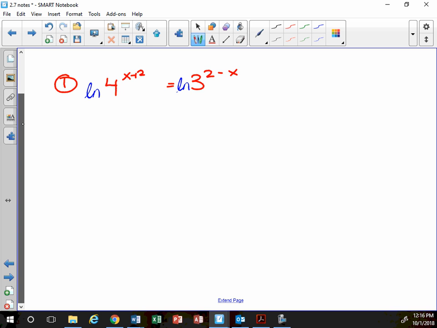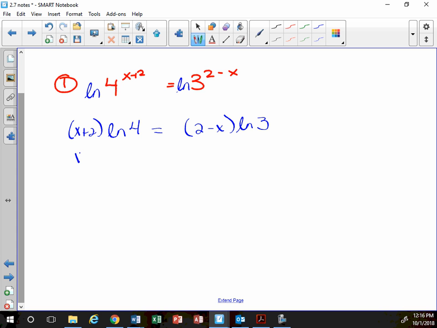So if I start with this and I do the natural log of both sides, where do those exponents go now? In front, okay? So x plus 2 times natural log of 4 and 2 minus x times natural log of 3. That's good. We've gotten our variable out of the exponent because it's very hard to solve when the variable's in the exponent. All right, so now I'm just going to distribute.